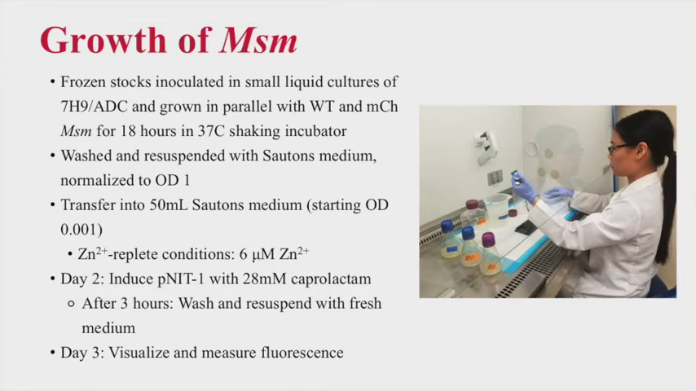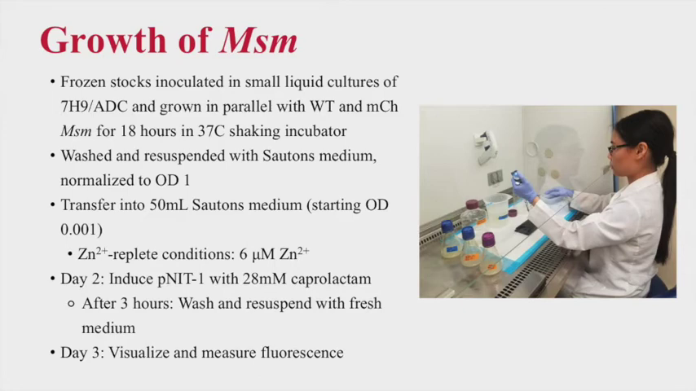Smegmatis from frozen glycerol stocks were inoculated in liquid cultures of 7H9 ADC with kanamycin and grown in a 37-degree shaking incubator for 18 hours. After incubation, the cells were centrifuged, washed, and resuspended in Sutton's medium with kanamycin. Cultures were normalized to OD1 as to achieve a theoretical starting OD of 0.001 in 50 milliliters of Sutton's medium.